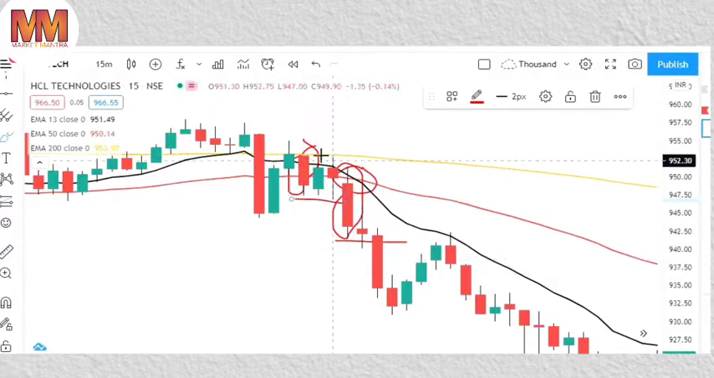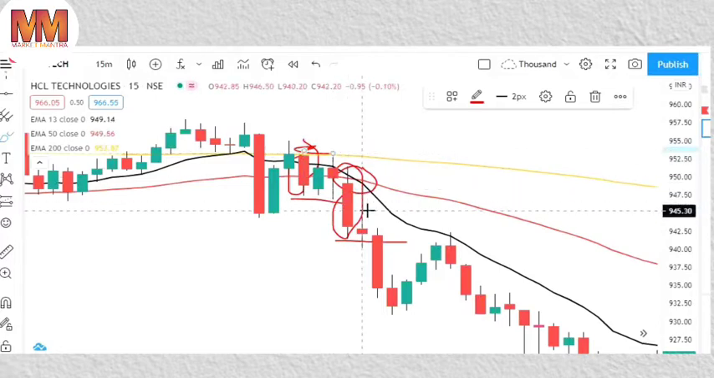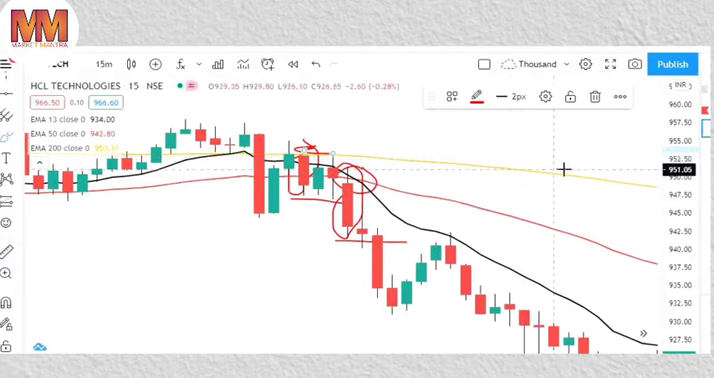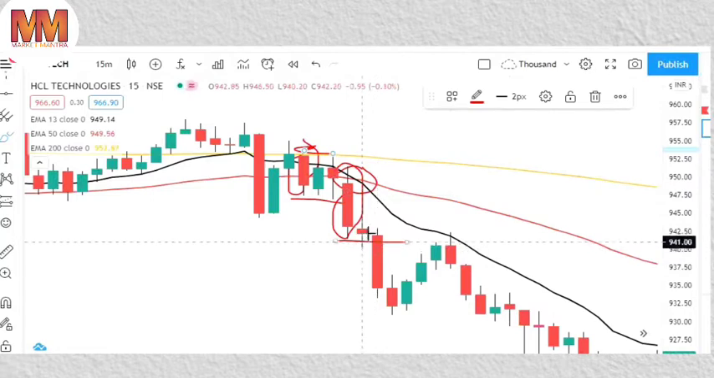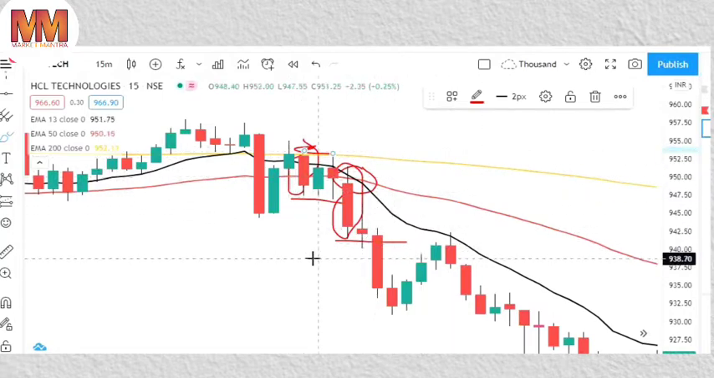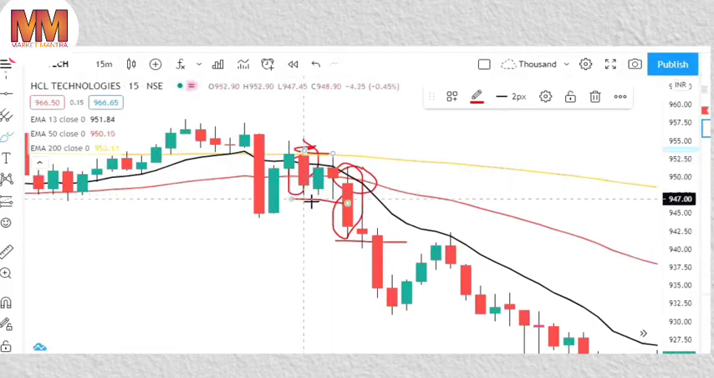Where will be your stop loss? Stop loss will be just above this candle, keeping a buffer of 0.20%. Now in this case, the 200-day exponential moving average is above, but you are looking for a shorting opportunity, so you cannot keep this as a target. Instead, you can keep the target based on your RR, or you can go for trailing of stop loss. But in this case, you can see the entry is not triggered in the next candle.